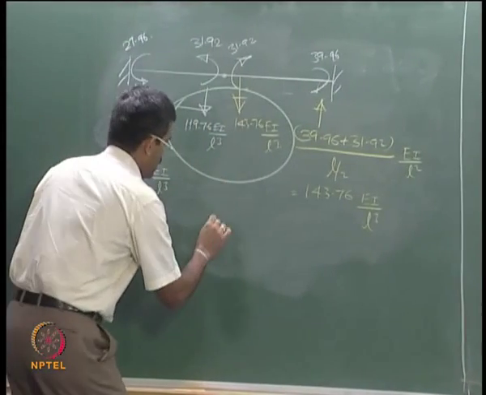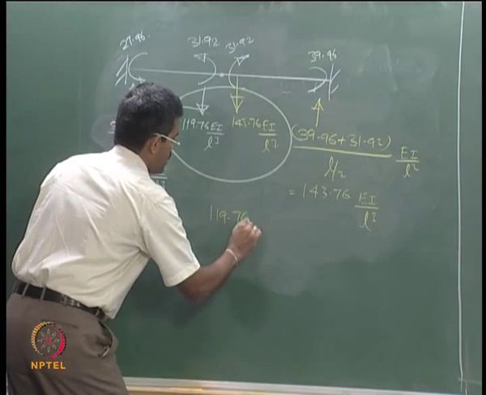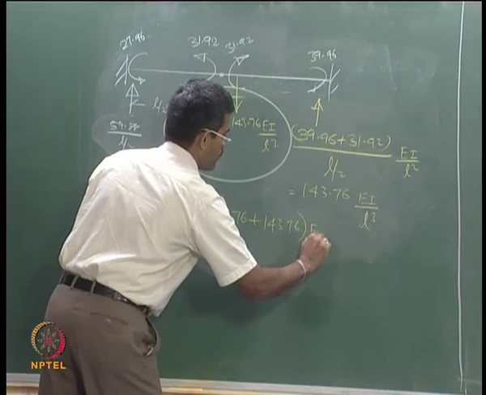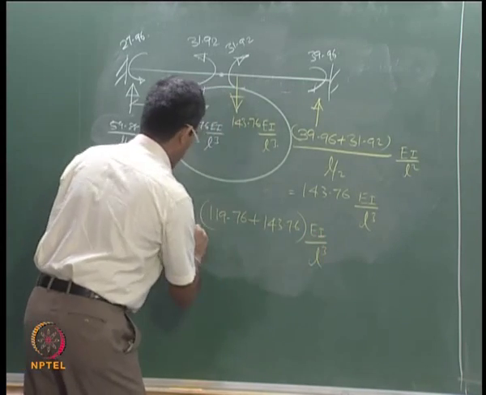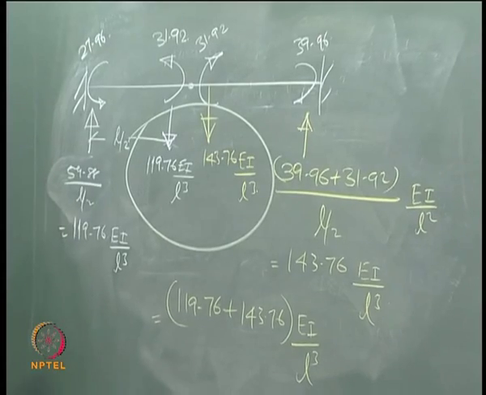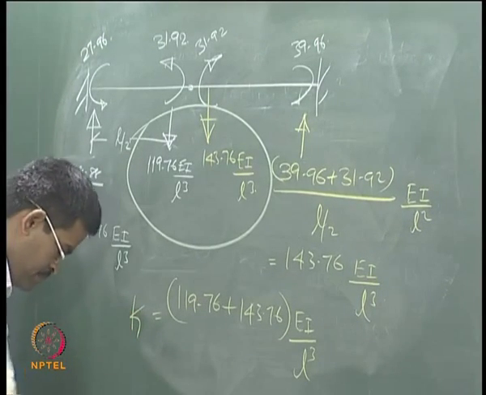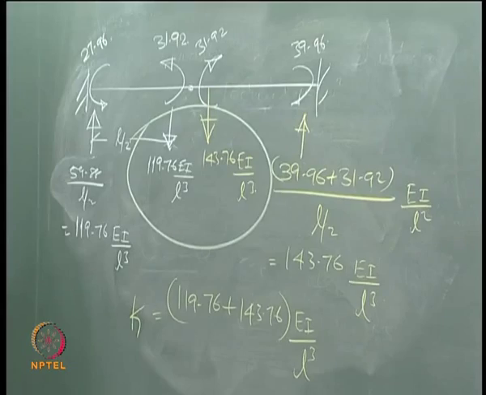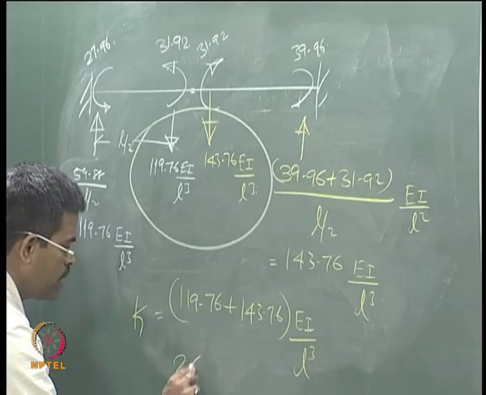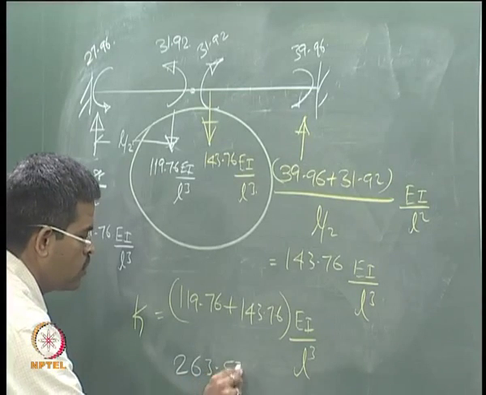So I should say 119.76 plus 143.76 of EI by L cube will be equal to, so this is going to be 263.52 EI.